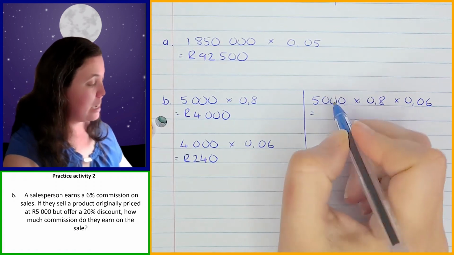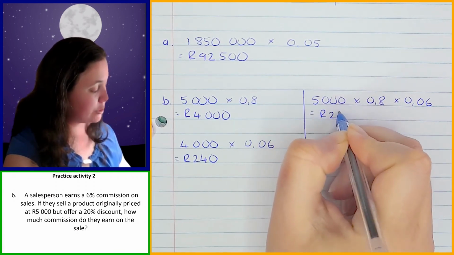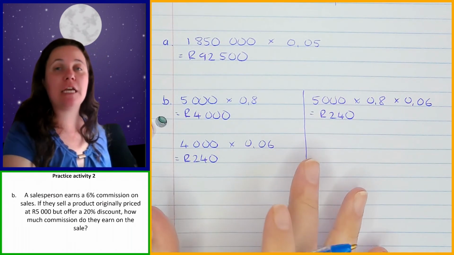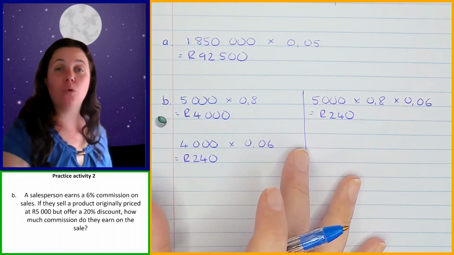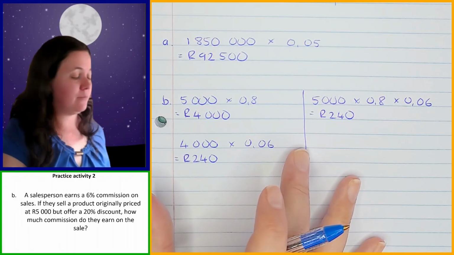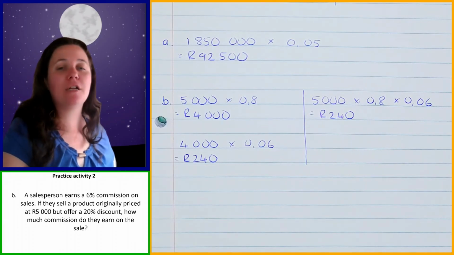Okay, so over here, I get 240 Rand. And that is how much commission the salesperson is going to get for this particular sale. It would have been more if they didn't give that 20% discount. Okay, right, and then the last question for today.